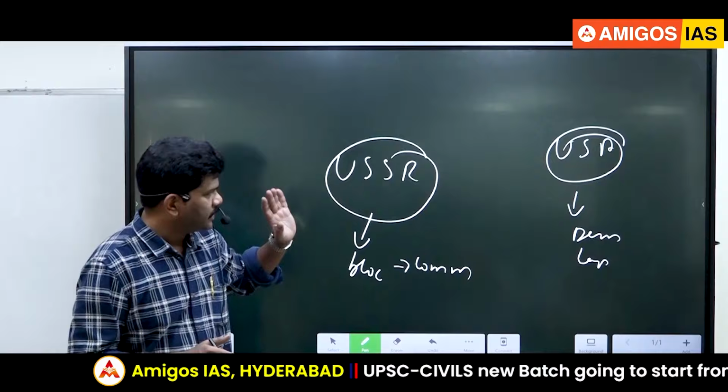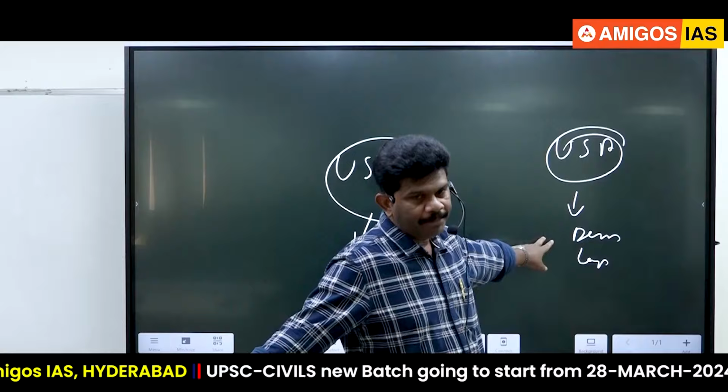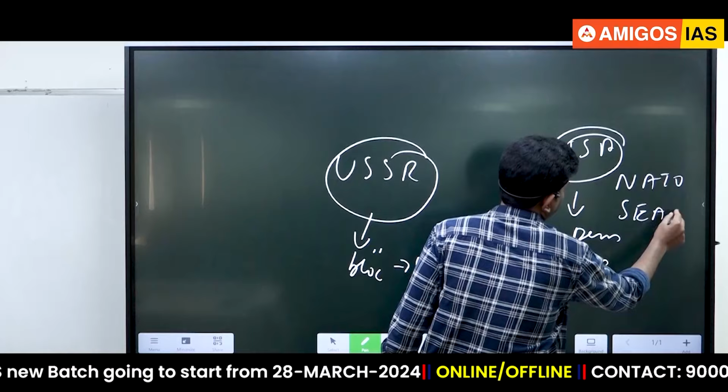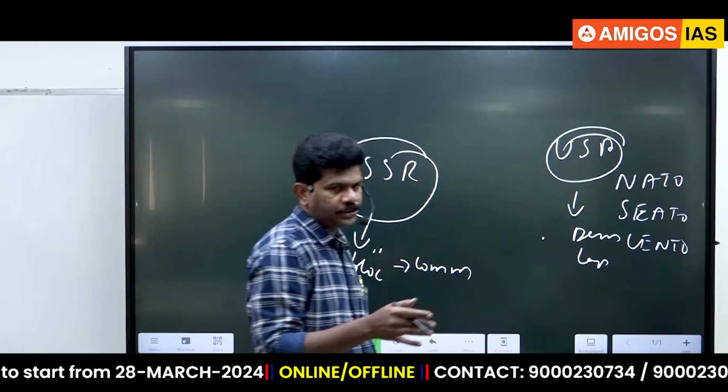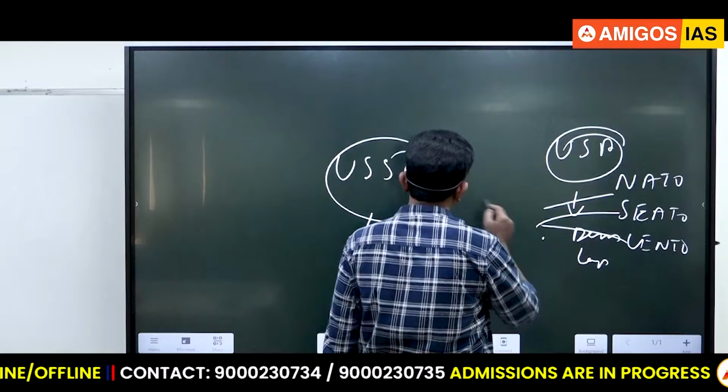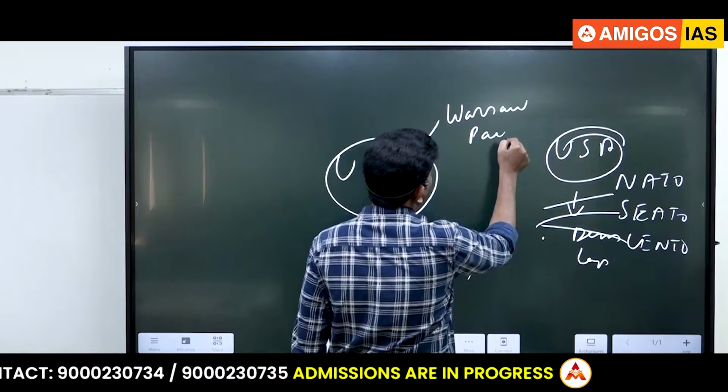So after the Second World War, as I told you, this bloc became the communist bloc, and this bloc became the capitalist bloc, and they encouraged countries to join. They launched treaties like NATO, SEATO, CENTO: North Atlantic Treaty Organization, Southeast Asian Treaty Organization, Central Treaty Organization. Like that they launched these treaties and encouraged countries to join any of these. The other side launched the Warsaw Pact and asked countries to sign it and become part of that.